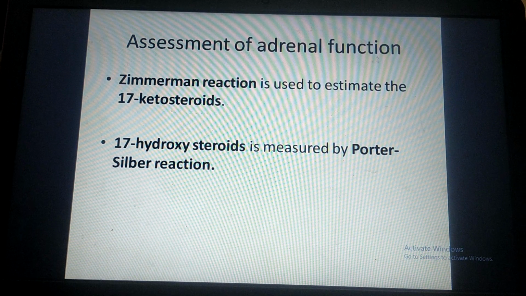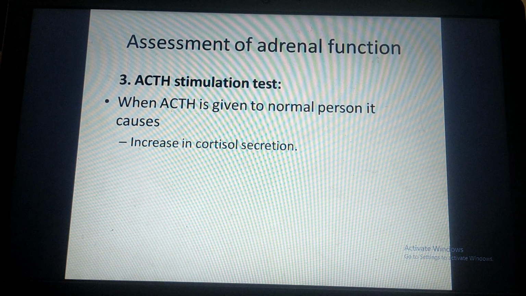These urinary steroids are measured by different methods. Zimmermann reaction measures 17 ketosteroids, whereas Porter-Silber reaction will measure the 17 hydroxysteroids in urine. Another test for estimation of adrenal function is the ACTH stimulation test. When adrenocorticotropic hormone is given to a normal person, it increases the cortisol secretion by the adrenal gland by stimulating the adrenal gland.